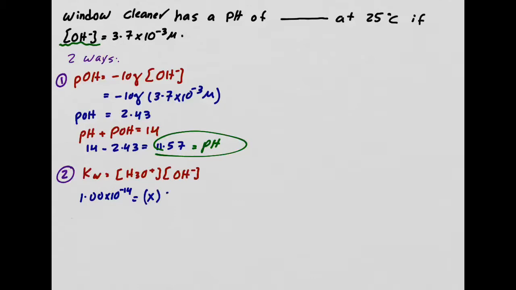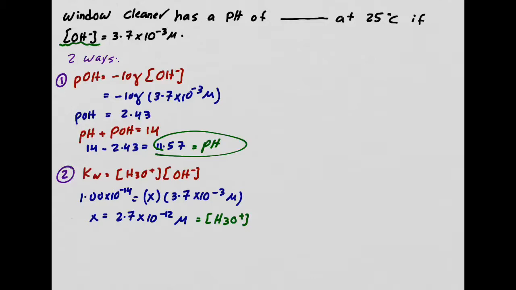Exactly. So Kw is 1.00 times 10 to the minus 14 equals, I do not have the hydronium, but the OH concentration is 3.7 times 10 to the minus 3 molar. So far so good? Okay. Now, if I solve for X, what I end up getting for X is 2.7 times 10 to the minus 12 molar. And what is X? X is going to be my hydronium concentration. Okay, this is great. Now I have the hydronium concentration.